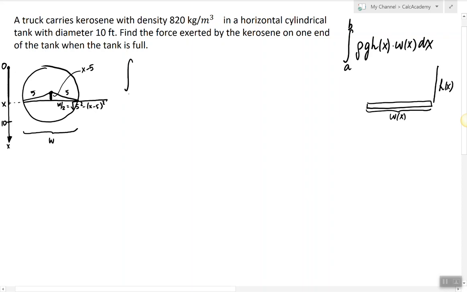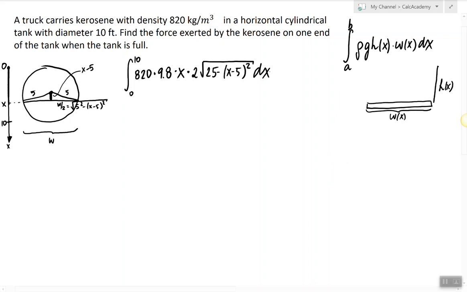So the integral that we are setting up is from 0 to 10. Rho is 820 kilograms per meter cubed. G is 9.8, and the expression that represents the height or the depth is just x, and the expression that represents the width is 2 times the square root of 25 minus (x minus 5) squared, all that dx.